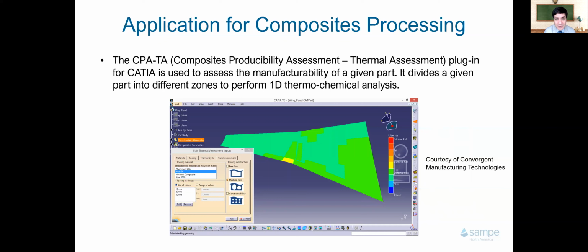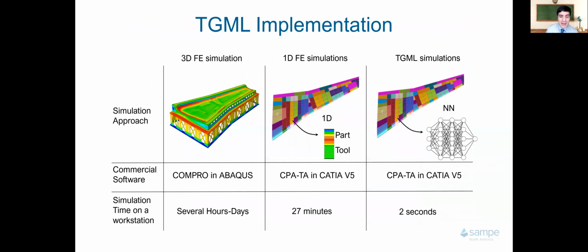Something like this for a wing skin might take half an hour. So here's a comparison. These comparisons are all for different methods, the same part, but we're looking at the speed. And think about it, the accuracy is more or less the same between all of them. In one case, as I mentioned, you can get a complex part sitting on a complex tool, and do 3D FEA simulations. You can use commercial tools like Compro software and Abaqus. If you want to do the optimization of the thickness of the part, thickness of the tool, tool material, this might take hours to days to go through this exercise.